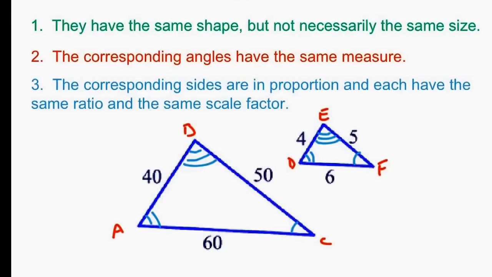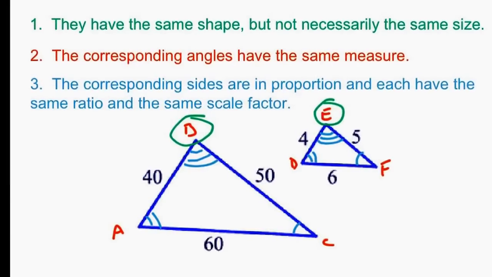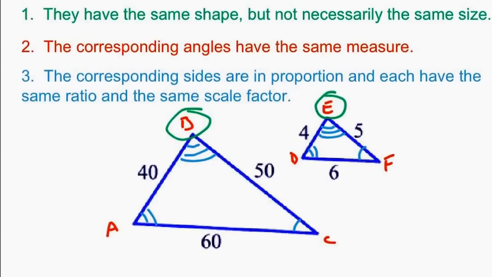Alright, the second thing, the corresponding angles have the same measure. So that means all the angles that correspond to each other, meaning they're in the same place. We'll talk about this later, but this angle B and this angle E are in the same position. They would be corresponding. They would have the same measure. And then lastly, three, the corresponding sides are in proportion and each have the same ratio and the same scale factor. So we'll talk about all three of these one at a time here.